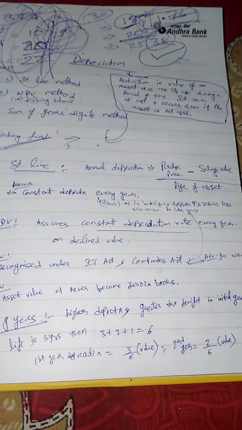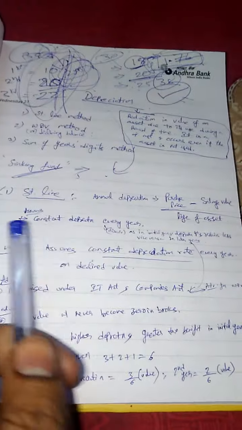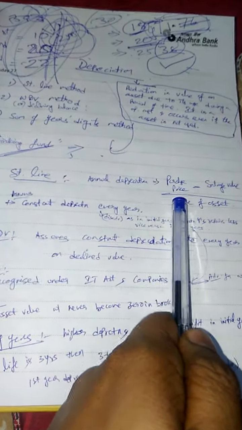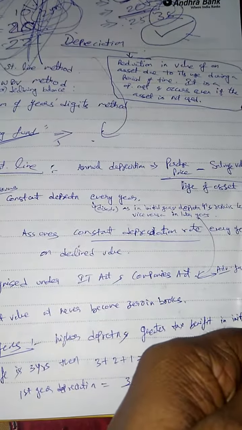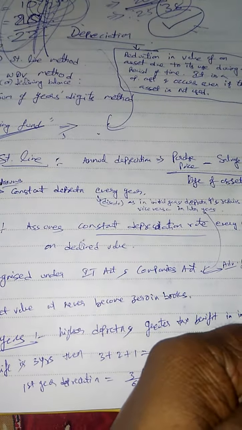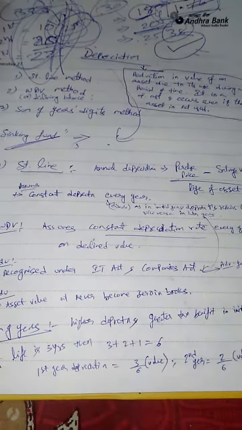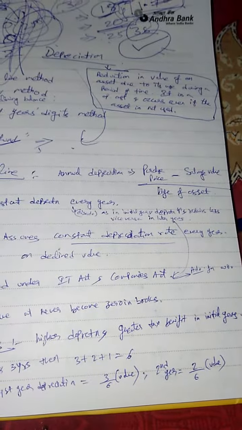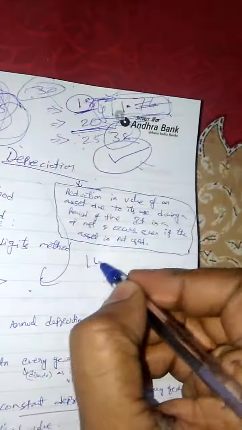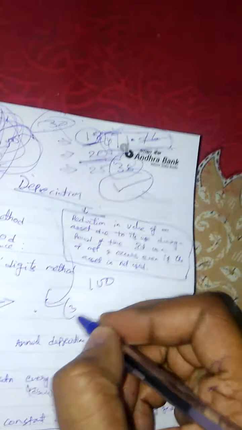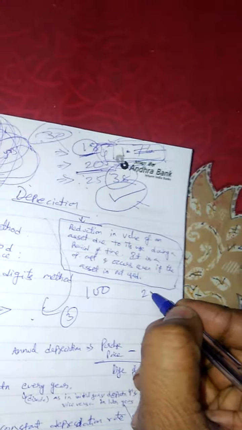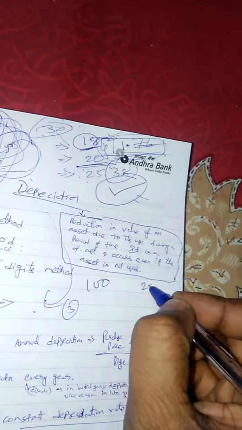Now how to calculate the depreciation? In the straight line method, depreciation is the purchase value of the asset, that is the value at which you are purchasing the asset, minus salvage value. What is salvage value? That is the amount which you get when you sell the asset after its life. See, assume that there is an asset whose life is 3 years, and you are purchasing this asset at 100 rupees. Life is 3 years and the salvage value is say 20 or say 10.